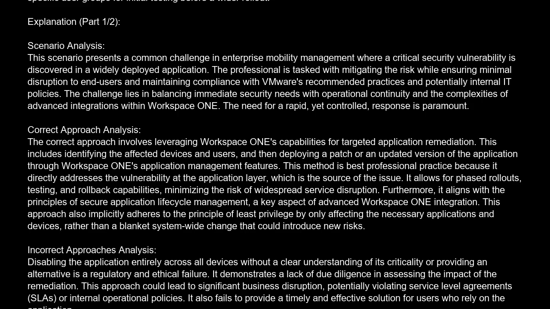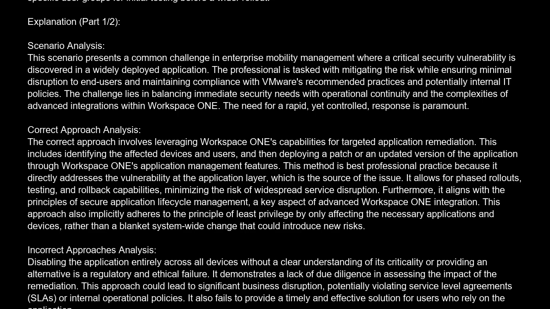Incorrect approaches analysis. Disabling the application entirely across all devices without a clear understanding of its criticality or providing an alternative is a regulatory and ethical failure. It demonstrates a lack of due diligence in assessing the impact of the remediation. This approach could lead to significant business disruption, potentially violating service-level agreements, SLAs, or internal operational policies. It also fails to provide a timely and effective solution for users who rely on the application.